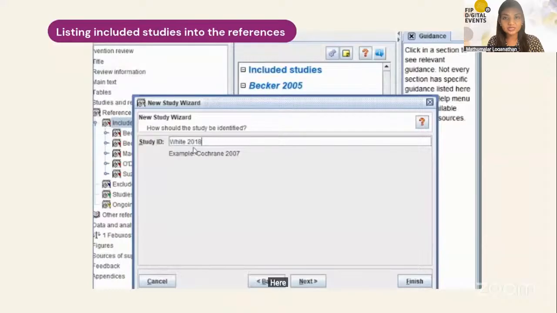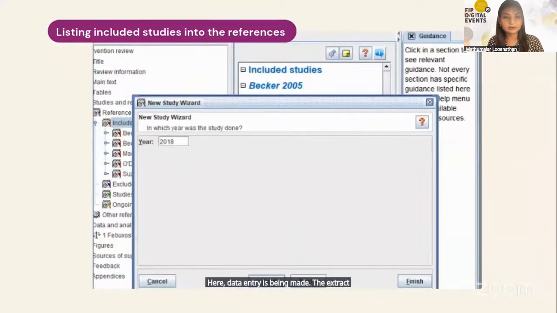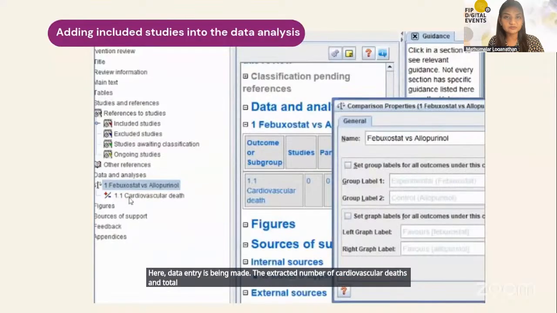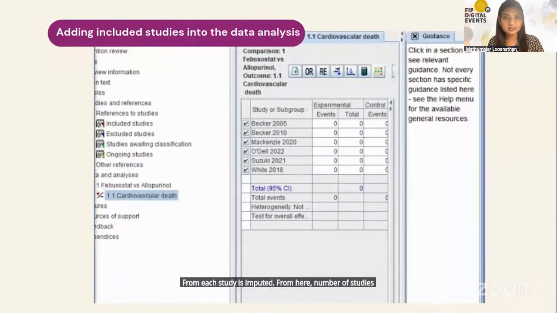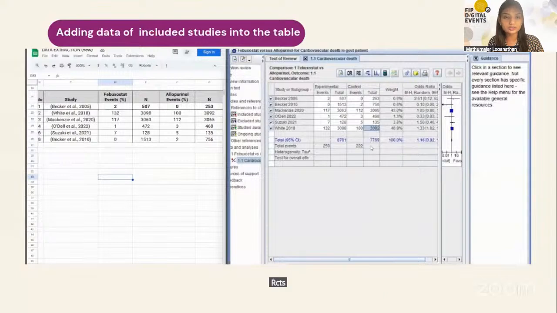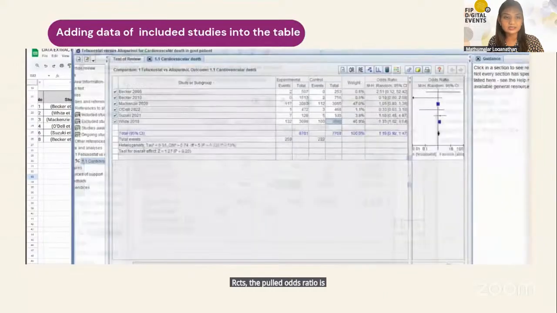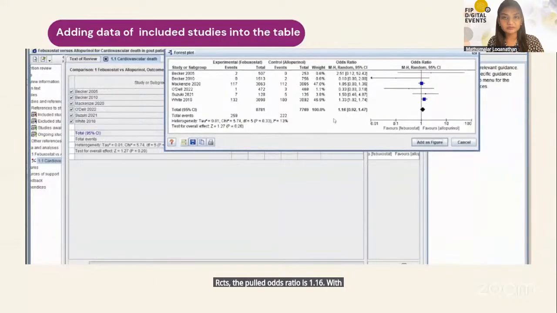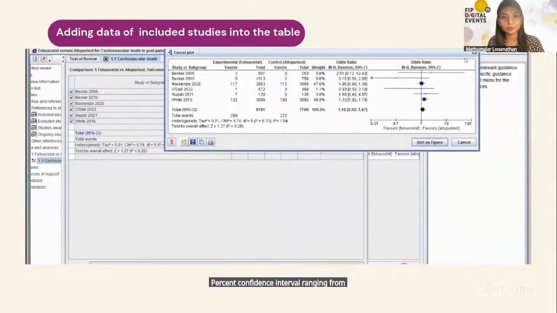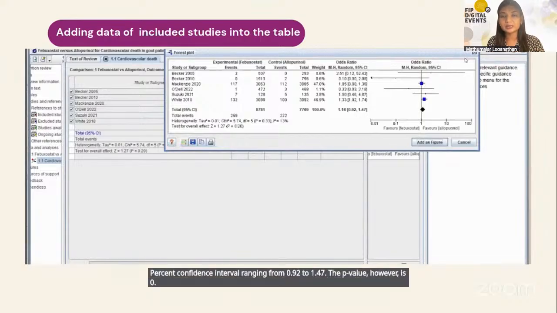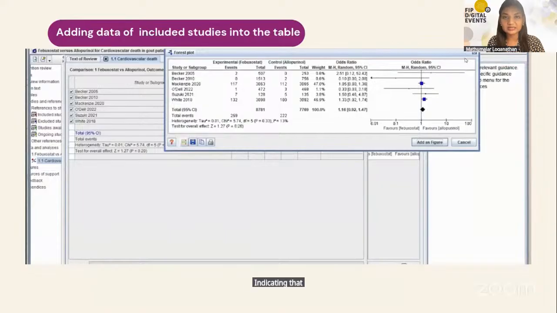Here, data entry is being made. The extracted number of cardiovascular deaths and total participants per arm from each study is inputted. From here, the number of studies is 6 RCTs. The pooled odds ratio is 1.16 with a 95% confidence interval ranging from 0.92 to 1.47. The p-value, however, is 0.2, indicating that it is statistically not significant.